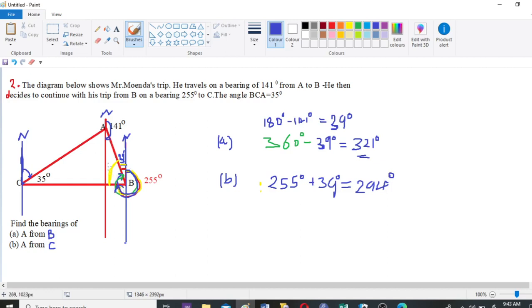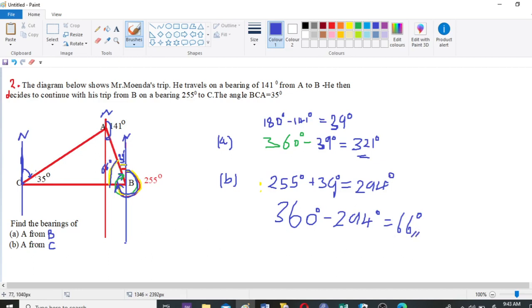So to find the angle just within the triangle from here up to there, we'll say 360 degrees minus 294 degrees, and this is going to give you 66 degrees. So that means the angle inside here is 66 degrees. That is your angle inside the triangle there.